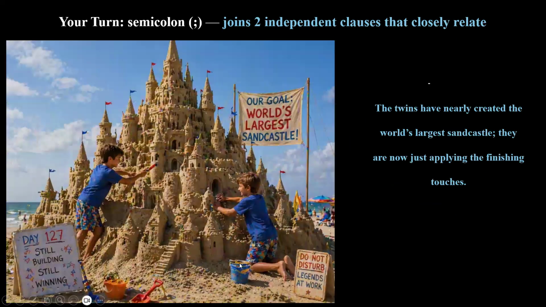So I've written one more sentence, and you've got a task coming up, so let me quickly read this one to you. It says, the twins have nearly created the world's largest sandcastle; they are now just applying the finishing touches. Once again, both clauses relate. The twins have nearly created the world's largest sandcastle. That relates to, they are now just applying the finishing touches. They both relate. They're both talking about the idea of building a sandcastle. But we connect them together. They're both independent clauses, and we join them using a semicolon. And once again, just notice that there's no capital letter after the semicolon.